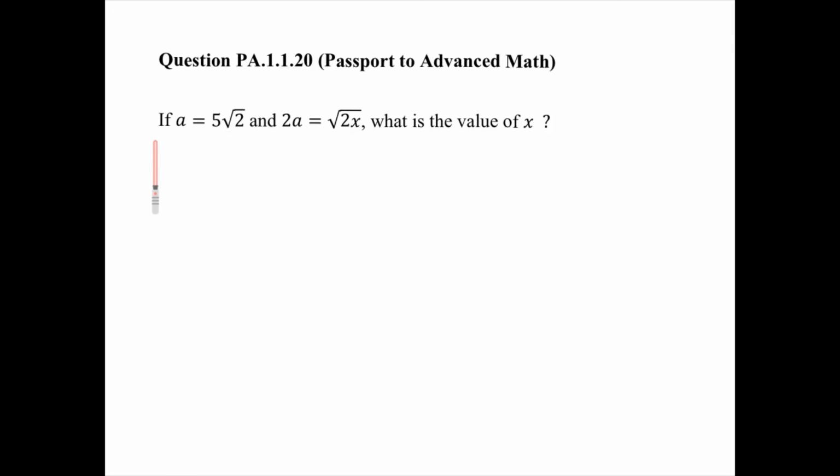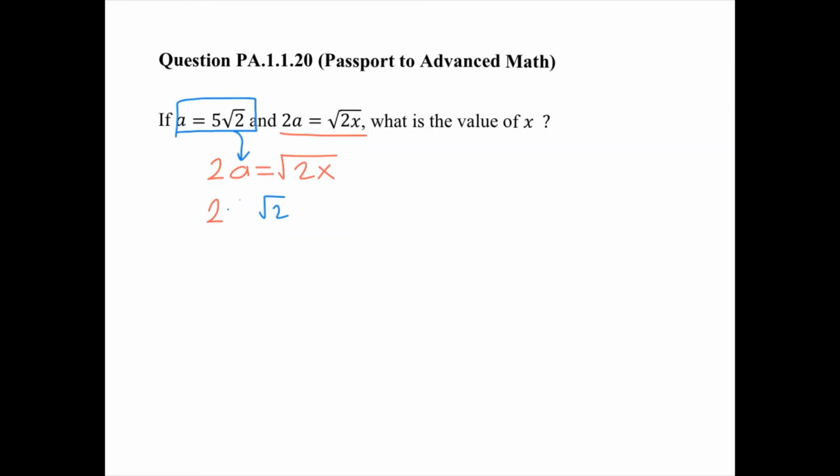Alright, for this question, if a is equal to 5 root 2 and 2a, or 2 times a, is equal to square root 2x, what's the value of x? I need to find the value of x. I'm going to rewrite 2a is equal to square root 2x under here. Now I know the value of a is equal to 5 root 2. In here I'm going to replace a with 5 root 2. So it will be 2 times 5 root 2.